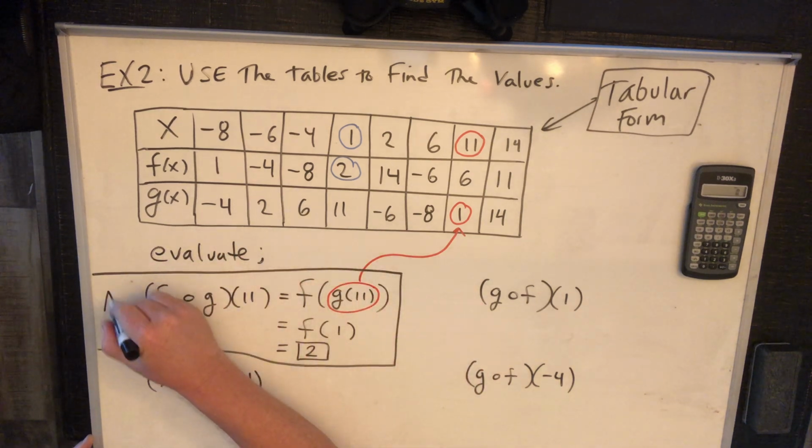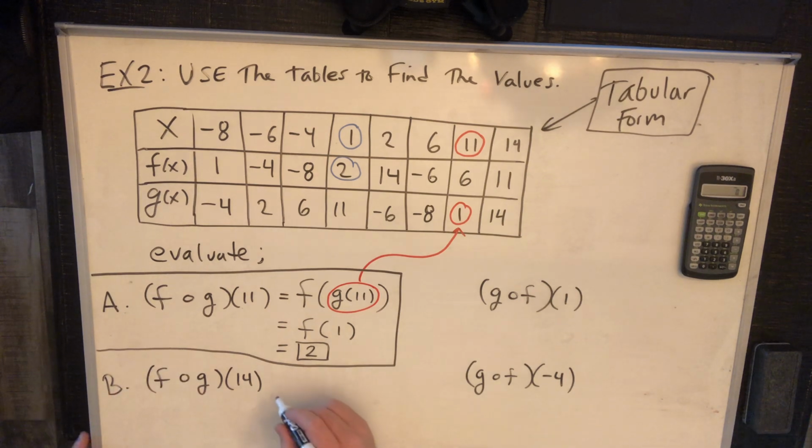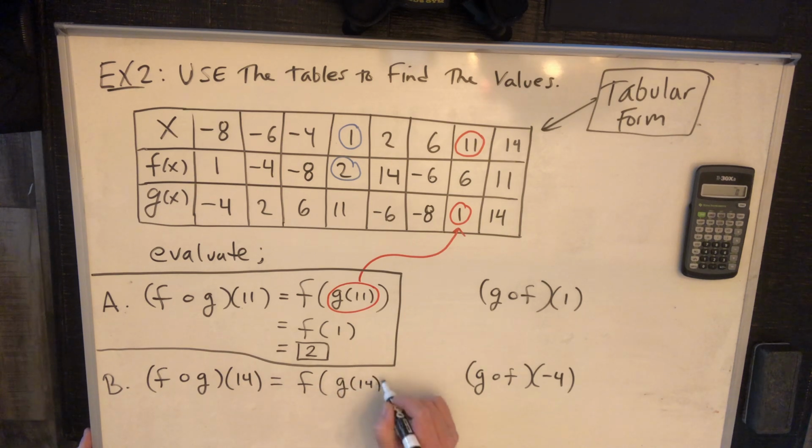I guess you can call that part A. All right, part B, f of g of 14. So take the function f after you've evaluated g. I sometimes read f of g as f after g.